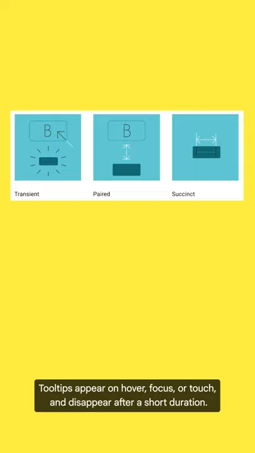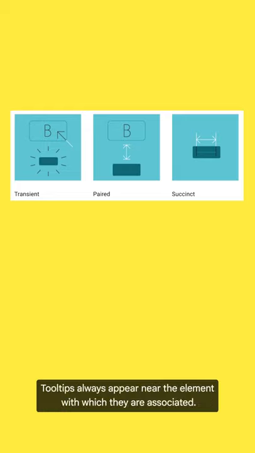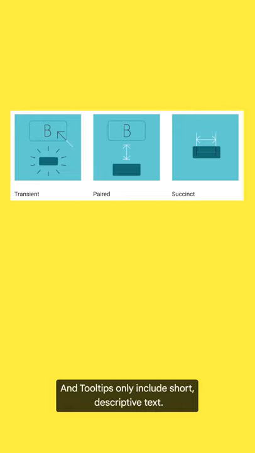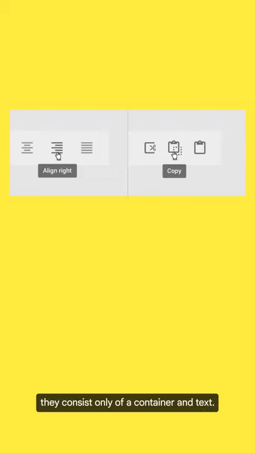Tooltips appear on hover, focus, or touch, and disappear after a short duration. They're meant to be transient. Tooltips always appear near the element with which they're associated, and tooltips only include short descriptive text. As tooltips are meant to be informational and succinct, they consist only of a container and text.